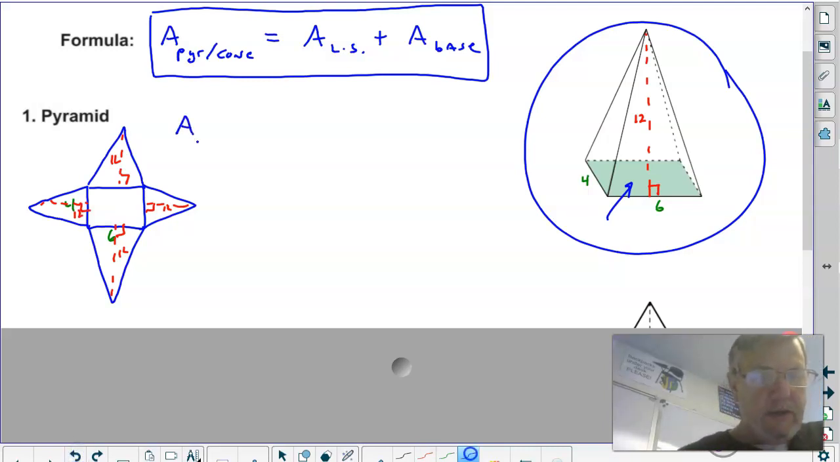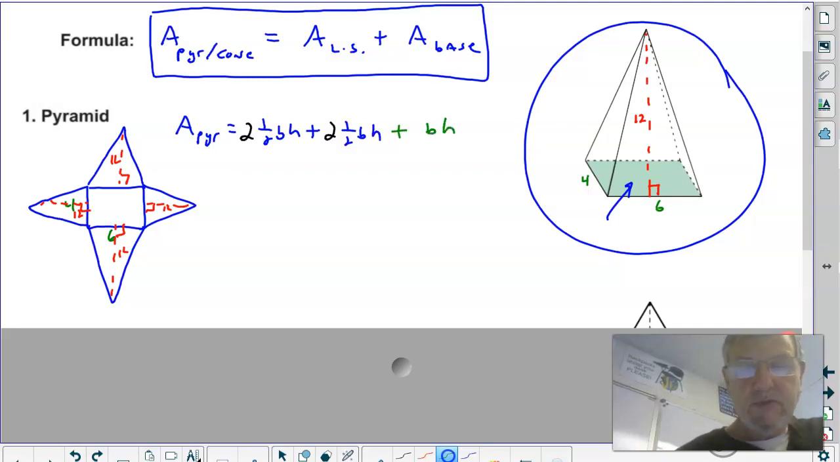The area of our pyramid is going to be the area of the lateral surface first, so I'll use black. There are 2 triangles of 1/2 base times height plus 2 more triangles of 1/2 base times height. And then plus the area of the base, which is a parallelogram, which would be base times height. That's a little tricky, but this is what you have to keep track of, and this is what's involved in this pyramid.